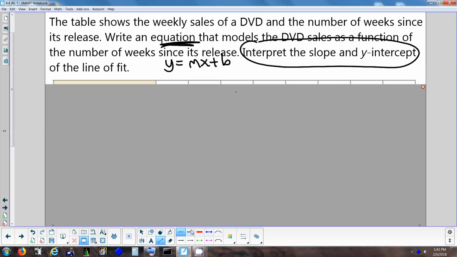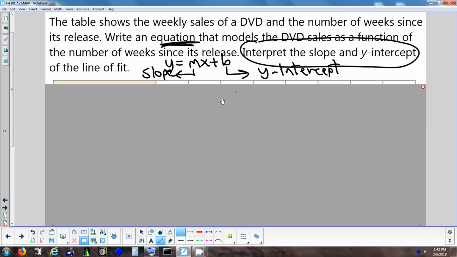Someone refresh my memory. I know there's two things in that equation that mean something. What's one letter in that equation that means something? Josiah? Nope, not Y. M is slope. I agree. Anything else? Gemini? The B is the Y-intercept. And we talked about this in the warm-up.